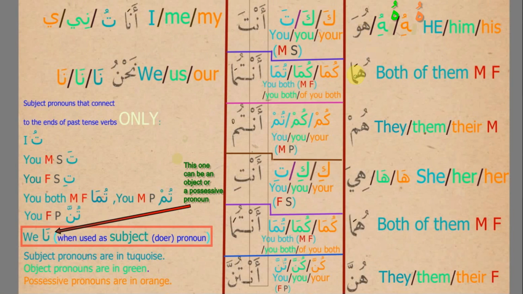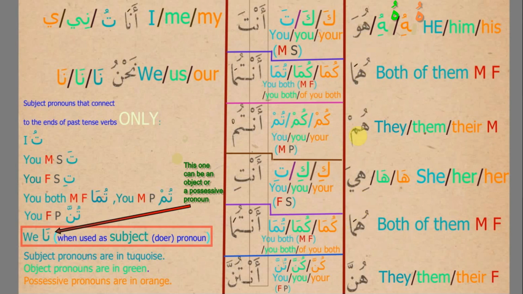So, huwa, huma, hum, hiya, huma, hunna. Anta, antuma, antum, anti, antuma, antunna. Ana, nahnu. Now these are separate pronouns, and when you start with them, they are the subject of a sentence, the mubtada, what you start with.